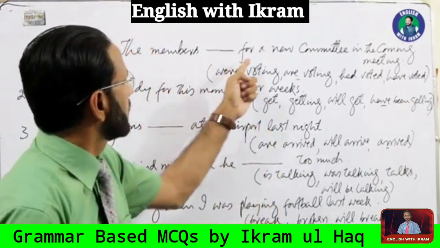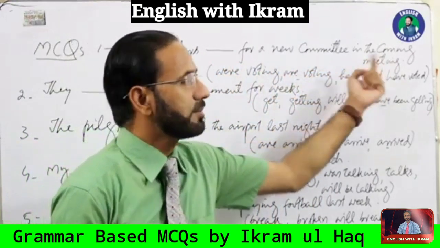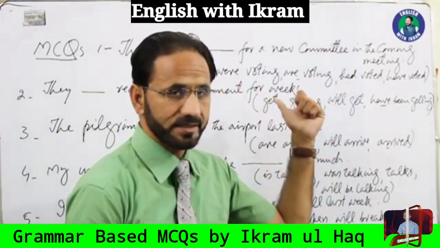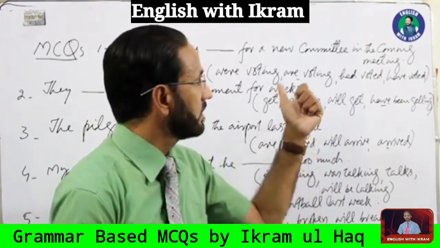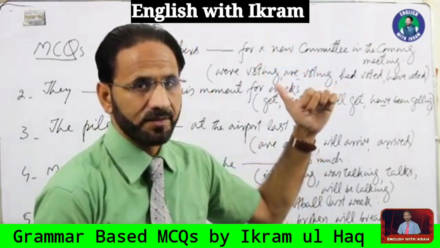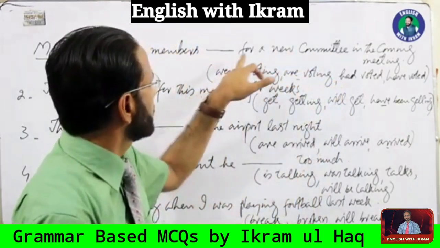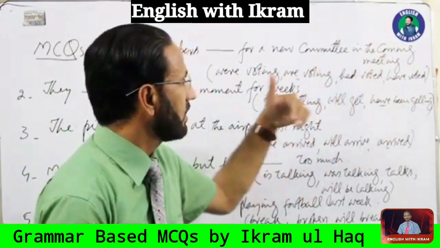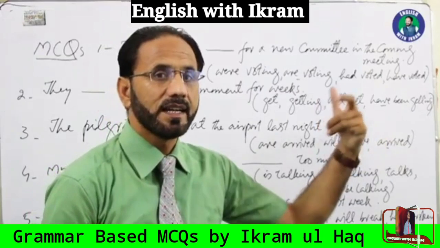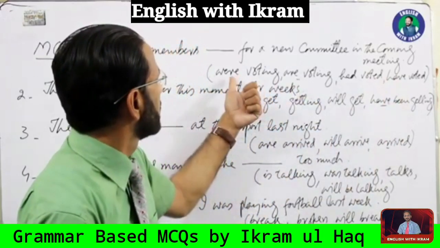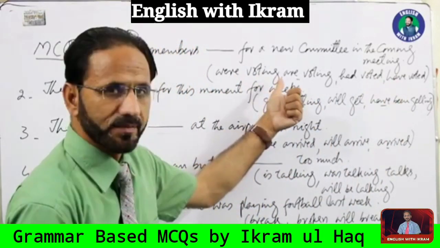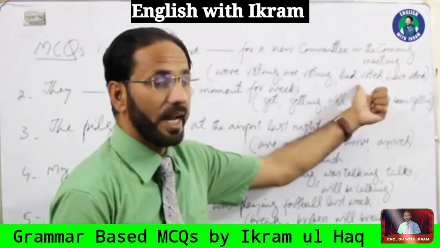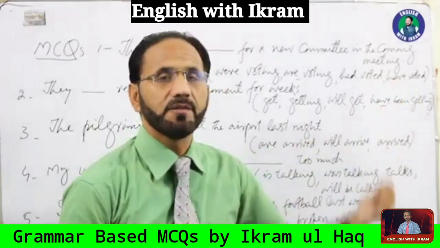The members dash for a new committee in the coming meeting. The first thing you are supposed to do is determine the sense of the sentence. The members are supposed to do something in a coming meeting, and the options are: the members were voting, the members are voting, the members had voted, the members have voted.